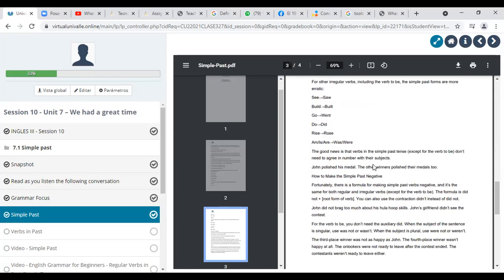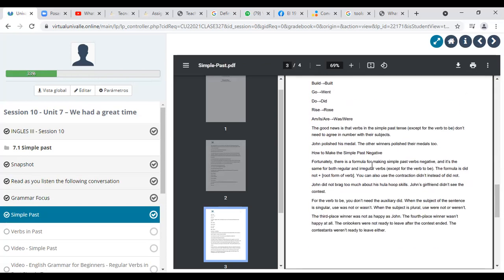The verb be in English is irregular. The good news is that the verbs in the simple past tense, except for the verb to be, don't need to agree in number with their subjects. John polished his medal. The other winners polished their medals too.